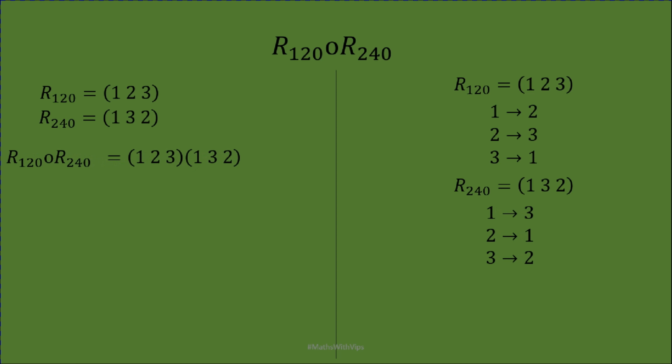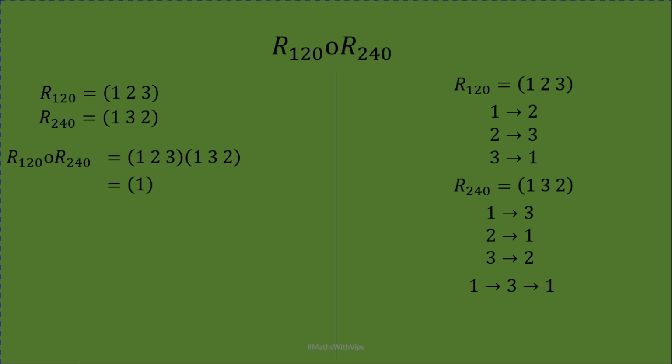Now when we multiply R120 with R240, one thing you have to take into consideration is that we always start by multiplying from the right. We start with the element 1 in R240. Observe that 1 in R240 goes to 3. Now come back to 3 in R120 and observe that 3 goes to 1 in R120. We have that 1 goes to 3 goes to 1. So we can conclude that 1 goes to itself and we can put that in one bracket.